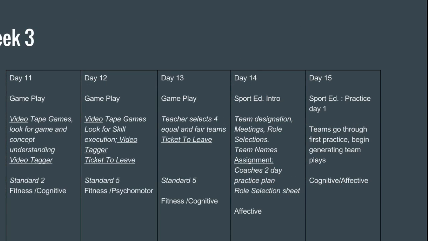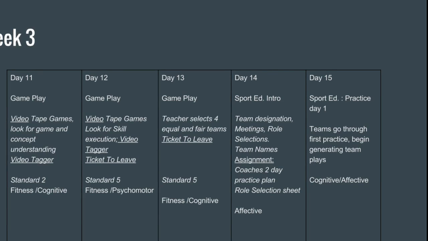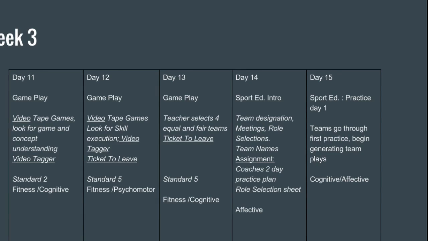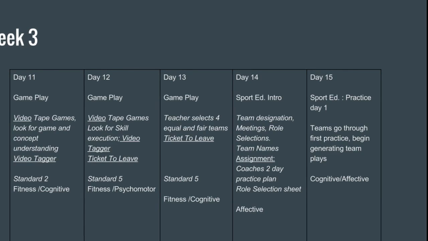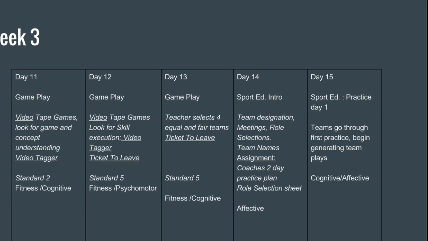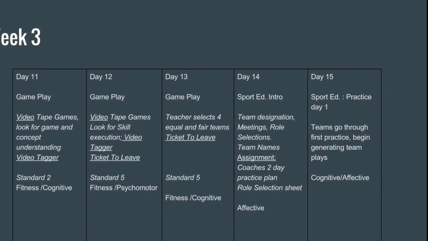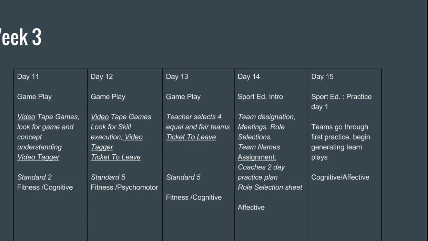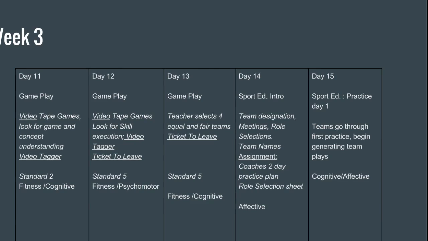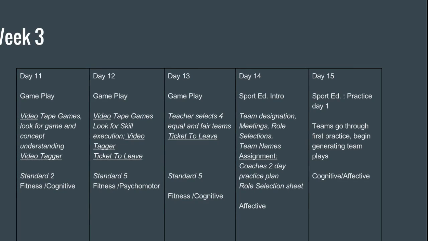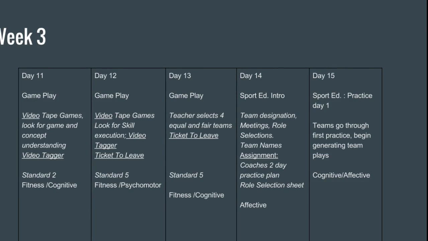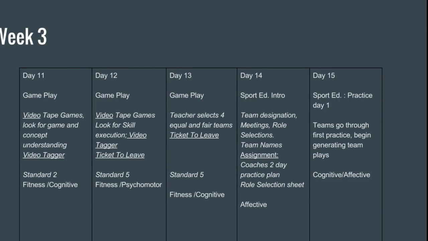Week 3 begins with gameplay that will be videotaped. The teacher will be looking for an understanding of the game's concepts and the game itself. Video tagger will be used as a form of assessment to mark appropriate and inappropriate decision-making of the students involved. On day 14, the sport education module will be introduced, and the classes will be divided up into 4 teams of 5 members. The first day will be a practice plan assignment that will be handed out to the coaches of each team, and day 15 will be the first day of practice.